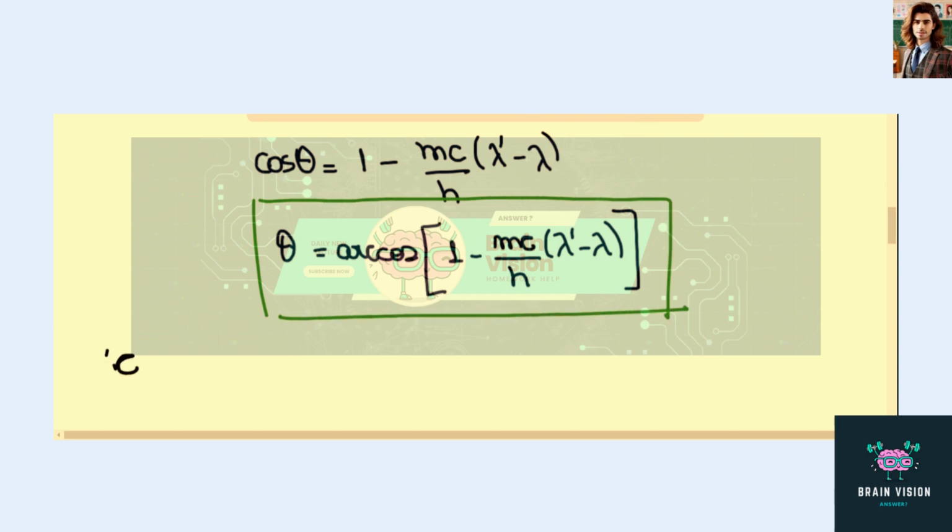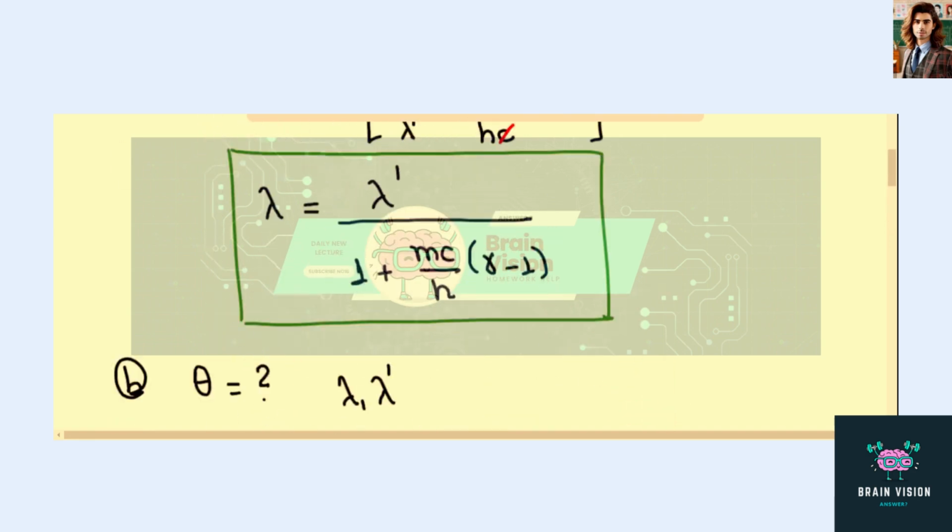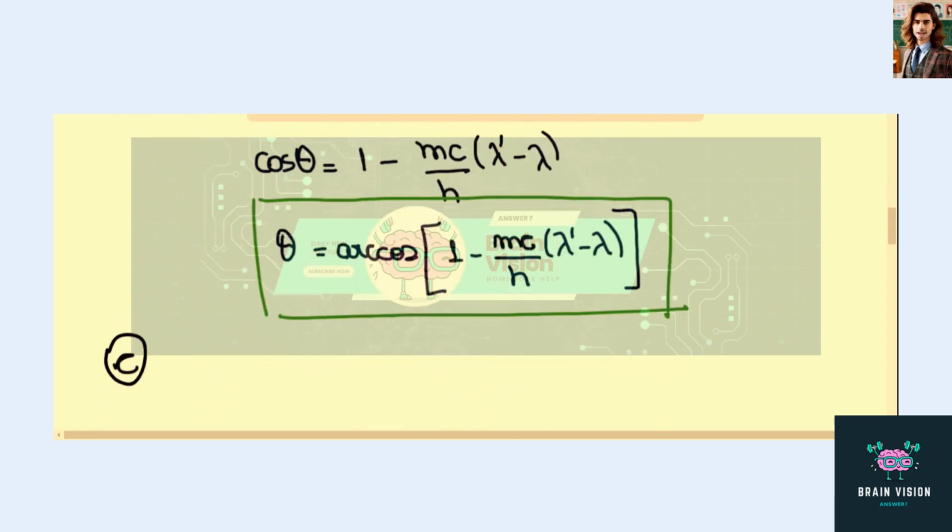Then in question C, we have to evaluate both lambda and theta that we found in question A and question B, considering that lambda prime, the wavelength of the outgoing photon, is 5.1 times 10 to the minus 3 nanometers, and v is equal to 1.8 times 10 to the 8th meters per second.